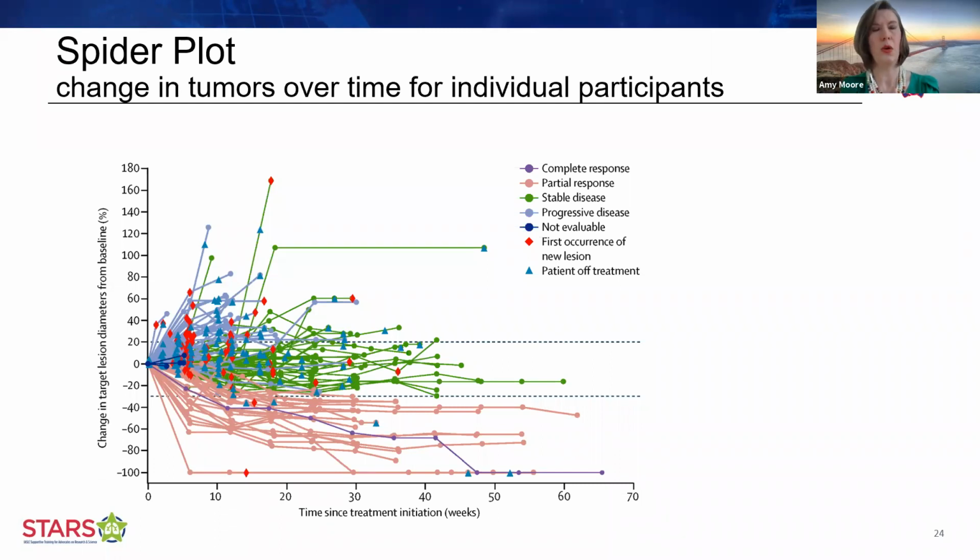that's not reality when it comes to cancer clinical trials. So, how many are going up, which means lesions are growing? How many are staying in the middle? How many are coming down, responding? And do we have any complete responses?